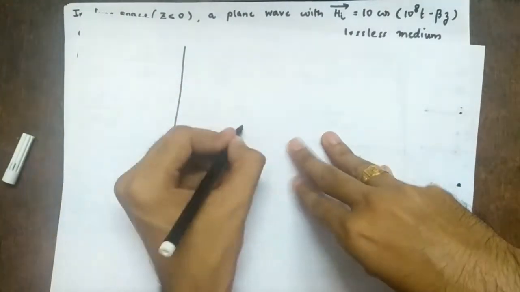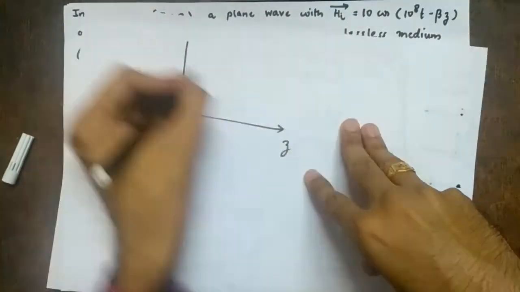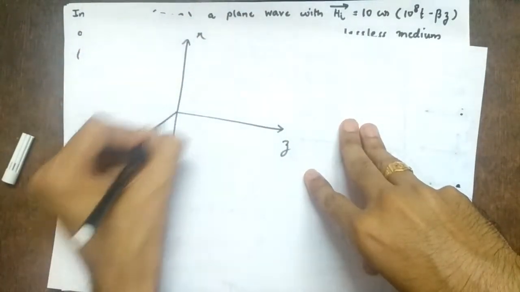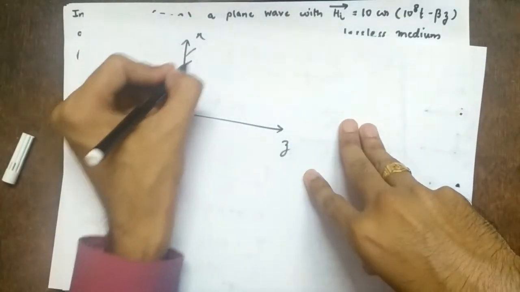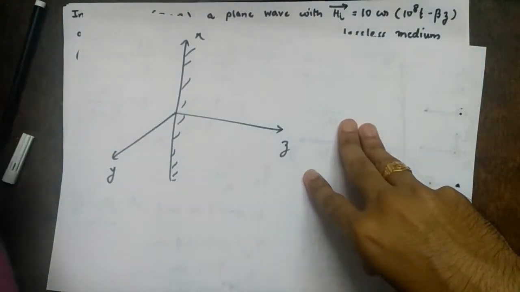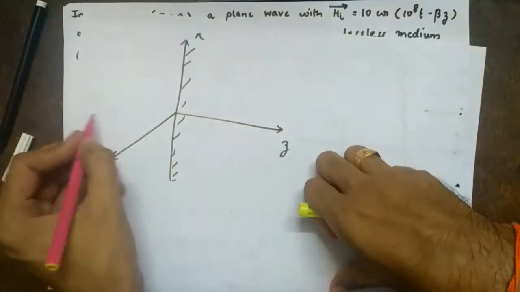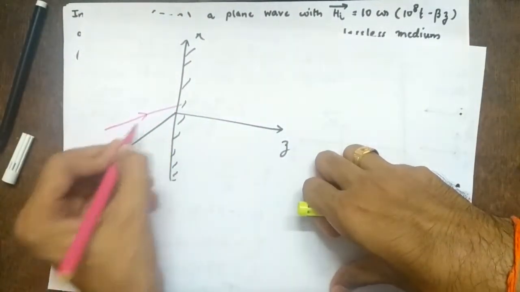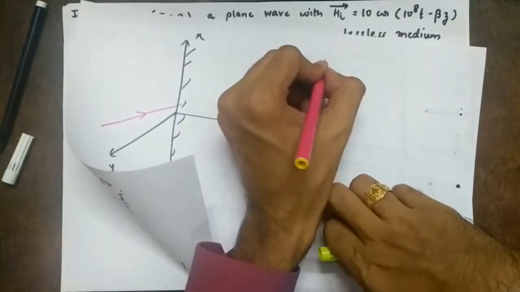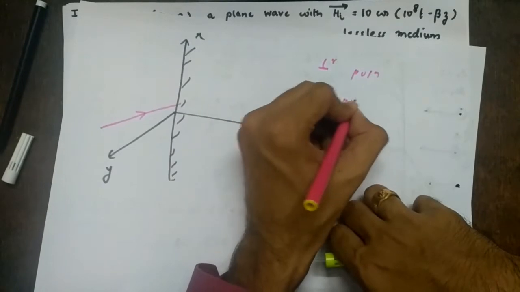If you have forgotten, which may be the case for most of you, if this was the z-axis, this was taken as x, this was y, and this was our interface, we had made an electromagnetic wave incident like this. Then we said we have two types of polarizations: perpendicular polarization and parallel polarization.